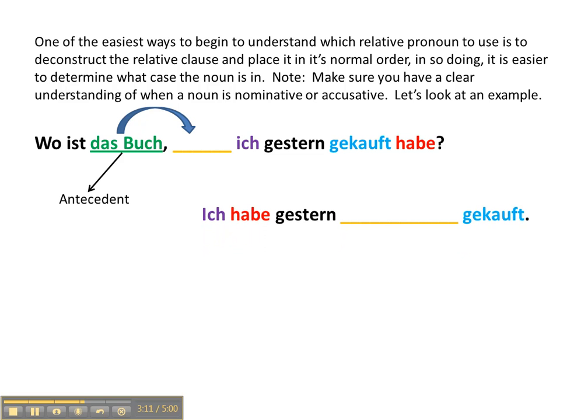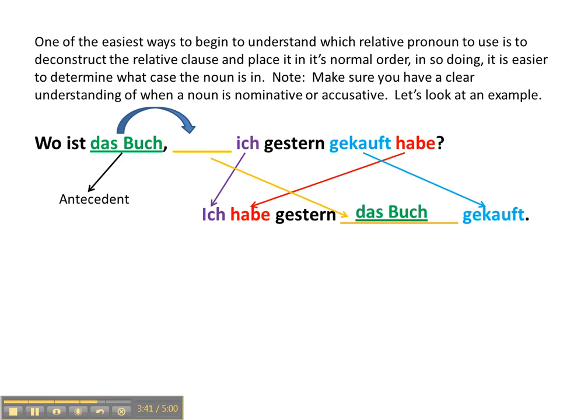Well, one way to do this is to deconstruct or reconstruct the relative clause in its normal order. So we'd start with the subject, ich, and then we'd put the first verb back at the start, ich habe, and here we have an adverb gestern, and then the relative pronoun, and then the past participle. So when we do that, we have the sentence, we're going to put the antecedent in the blank there. So ich habe gestern das Buch gekauft.